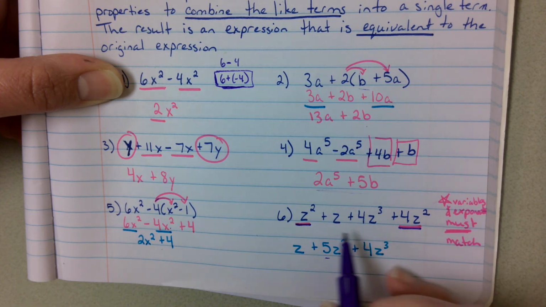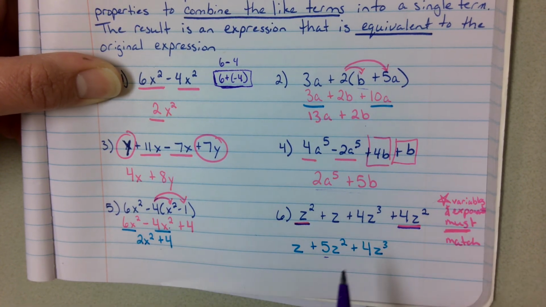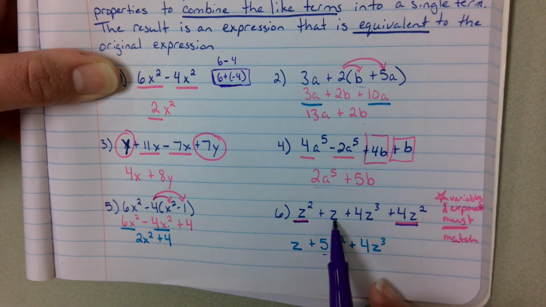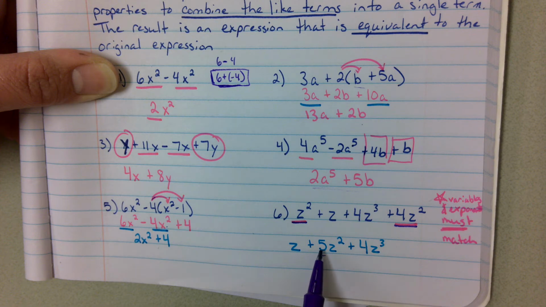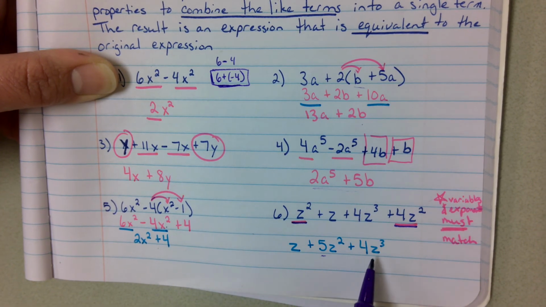All right, so I put my 5z squared here, and I'm going to write these in order from 1 up when I do my powers. You don't have to do that. Just notice that's what I've done here. There's only 1 z and there's only 1 z cubed. So it's z plus 5z squared plus 4z cubed.